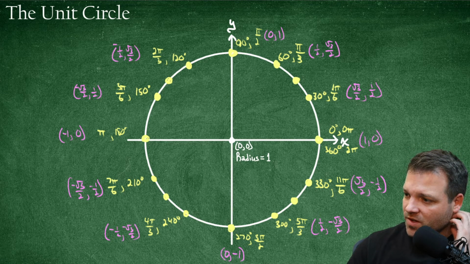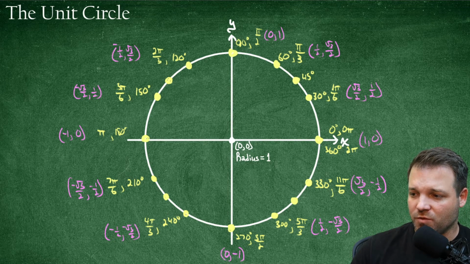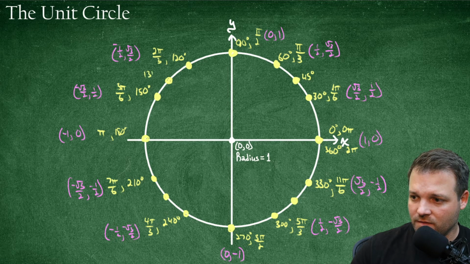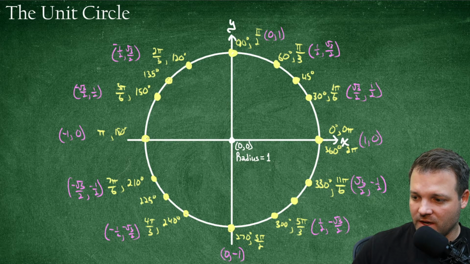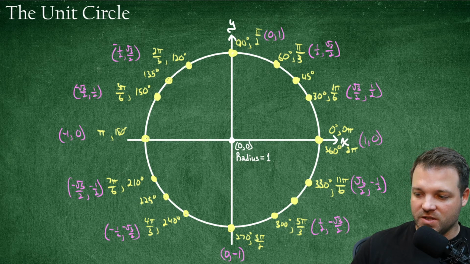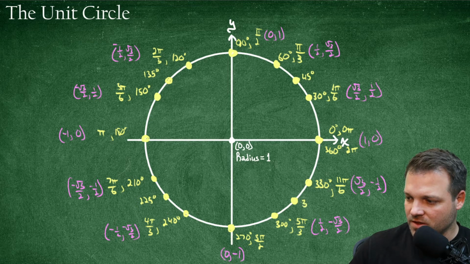All right, so first of all, this is going to be 45 degrees. And then we go another 45 to get 90. And then 90 plus 45 is 135. And then 180. 180 plus 45 is 225 degrees. Plus another 45 is 270. And then 270 plus 45 is 315 degrees. So this is 315 degrees.